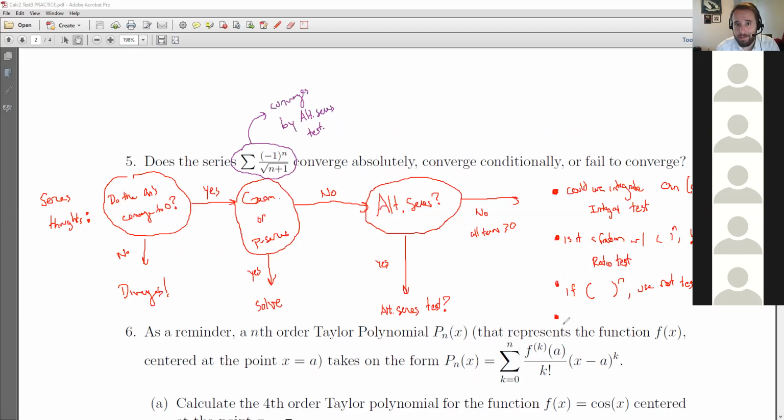And finally, if it doesn't fit nicely into any of these boxes, but it looks similar to something that does, use one of the comparison tests. So if it's messy, but looks kind of like a nice series. I guess messy and nice should probably be in quotation marks. If it's messy, but looks kind of like a nice series, use a comparison test.